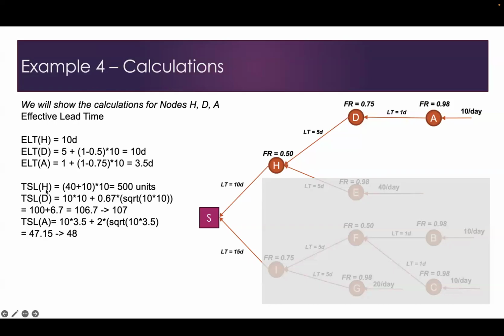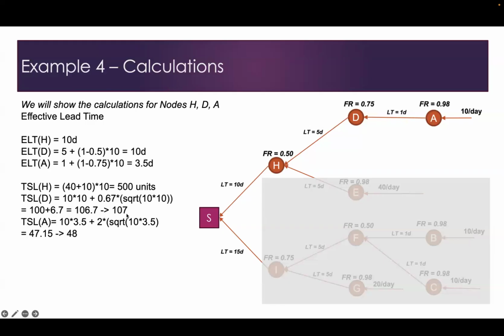I can calculate TSLs. H is 50%. So we look at the total demand, it's 50, that's coming in at H. We got it in the previous slide. I didn't want to crowd it too much, but it's 50 here, okay? Times 10, so the TSL of H is 500. TSL of D: we know that the demand is 10 at D. 10 times 10, which is this effective lead time, plus it's a 75% fill rate, 0.675 times this. So it's 106.7.